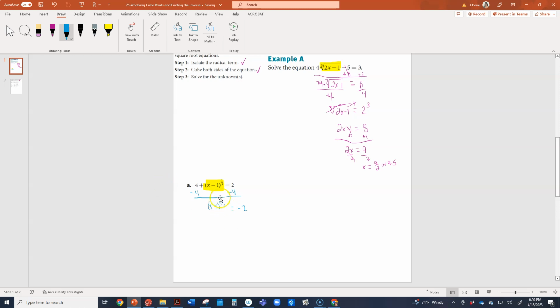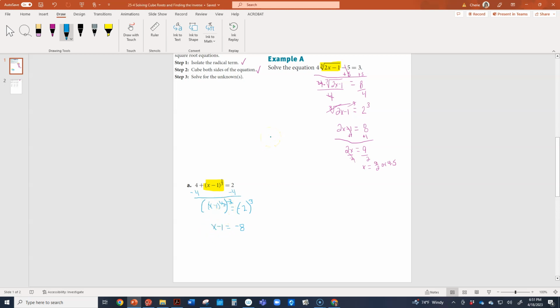Now, how do we make this 1/3 go away? We raise it to the reciprocal. It's the same thing as saying cube both sides. That's the cube root. The 1/3 right there is the cube root. So the inverse operation of taking the cube root is to cube it. So what we do to one side, we have to do to the other. That's why it works the exact same way. These two cancel each other out, and we're left with x minus 1 equals -2 times -2 times -2 ends up being -8.